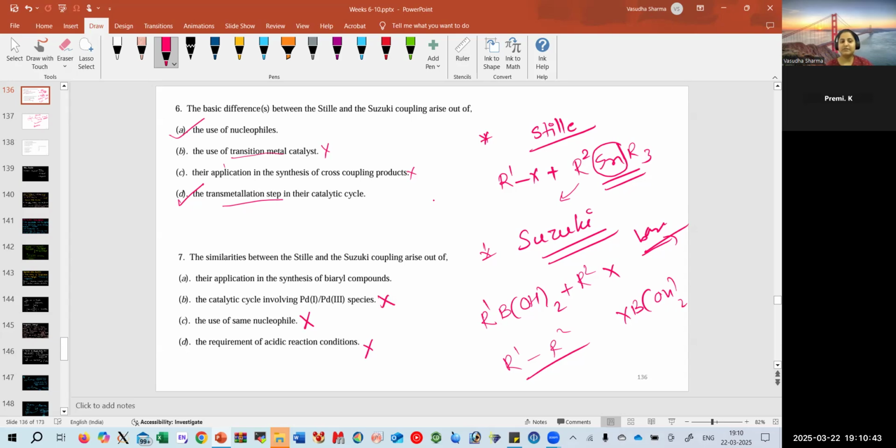So what we end up having is an application in synthesis of diaryl group. This is an application because if you have one aryl group Ar, another aryl group Ar2, which can be formed in both the cases. Just their reagents would be different. In one reaction, it would be organotin. The other reaction, it would be a boronic acid. But their product would be similar. So the correct answer is your option A. Is this clear?